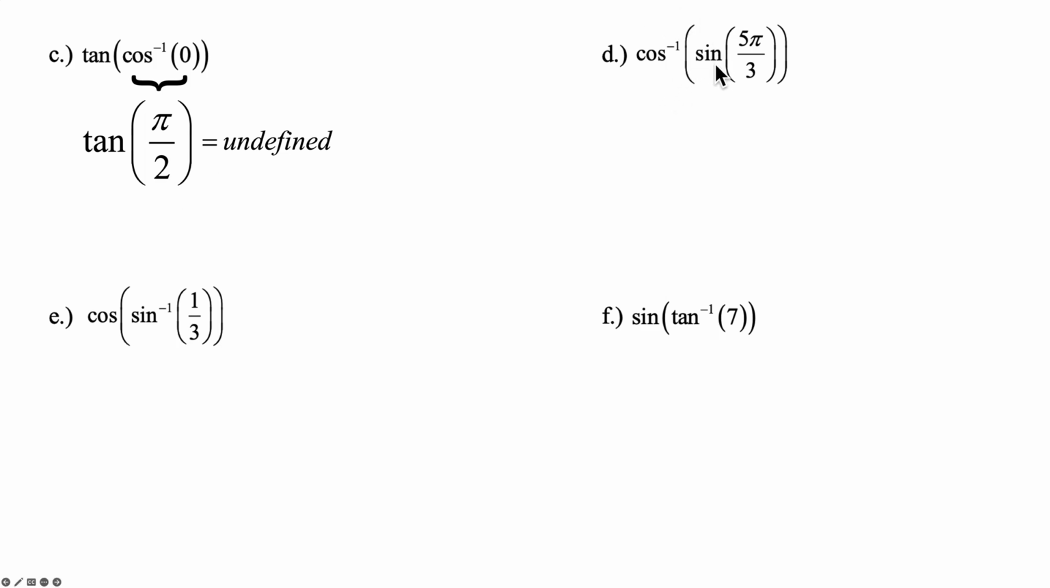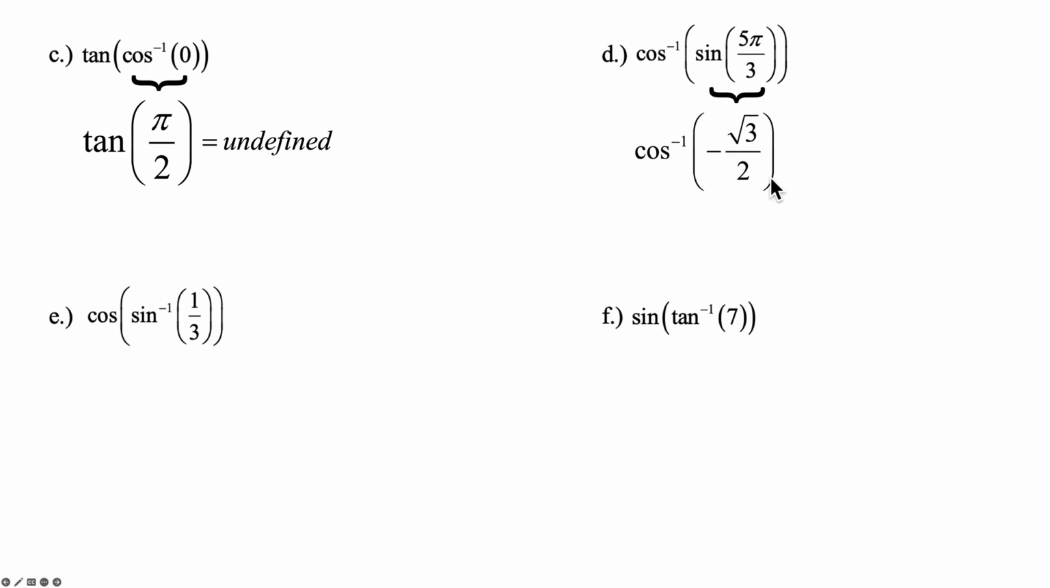Inverse cosine of sine of 5 pi over 3. 5 pi over 3, I believe, is a quadrant 4 angle, and that would be a pi over 3 reference angle. That's going to be the square root of 3 over 2, but because I'm in quadrant 4 for sine, that's negative.